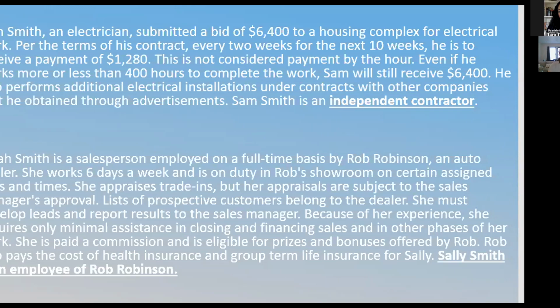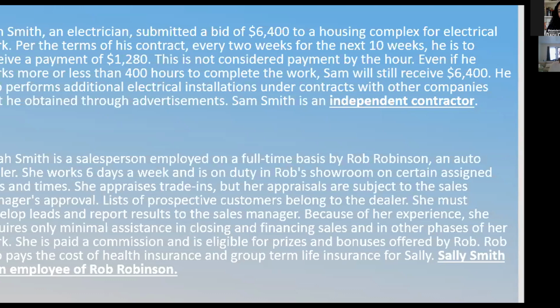Sam Smith is an electrician. He submitted a bid for $6,400 to a housing complex for electrical work. Per the terms of his contract, every 2 weeks for the next 10 weeks, he is to receive a payment of $1,280. This is not considered payment by the hour, even if he works more or less than 400 hours to complete the work. Sam will receive his $6,400. He also performs additional electrical installations under contracts with other companies that he obtained through advertisement. He is an independent contractor.